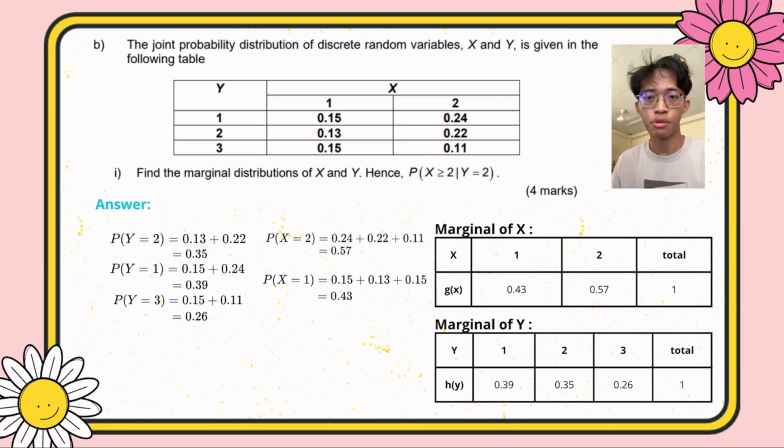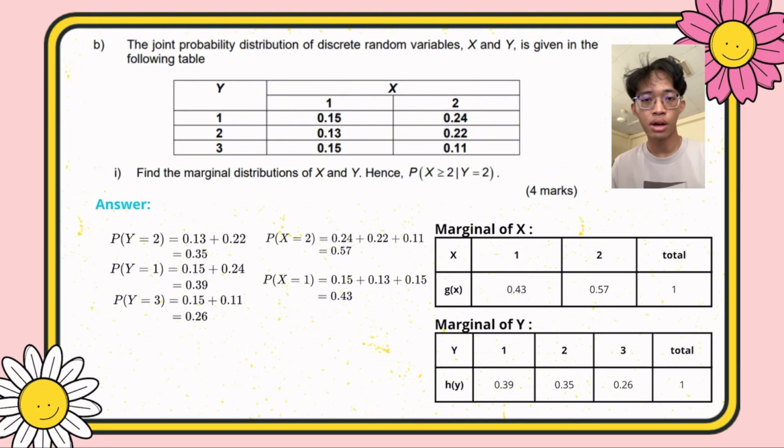Next, I will explain the solution to a question involving the joint probability distribution of two discrete random variables, X and Y. The question is divided into two parts. The first part focuses on finding the marginal distributions and the conditional probability. The second part involves calculating the covariance between X and Y.